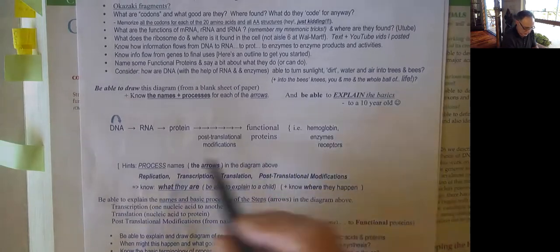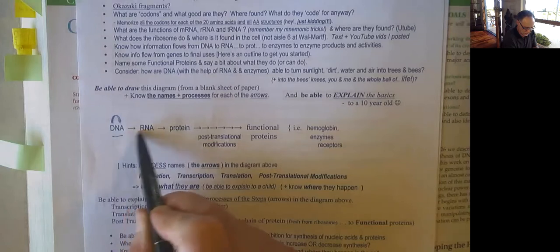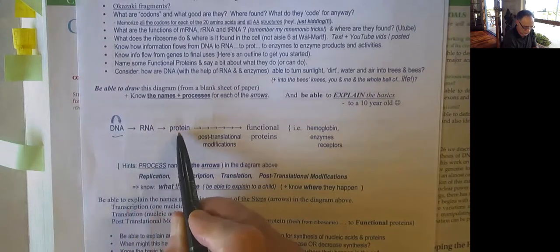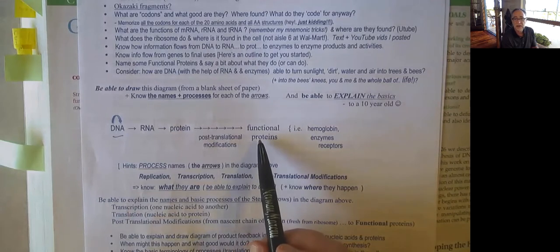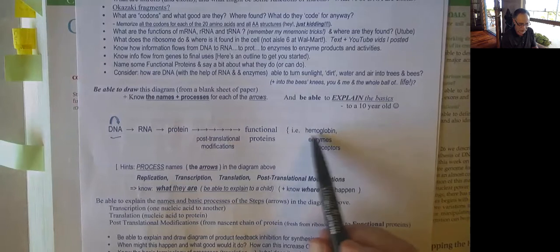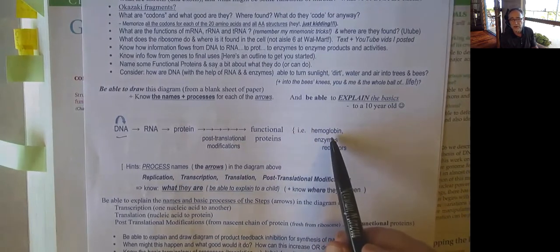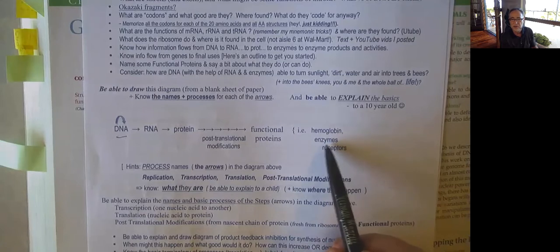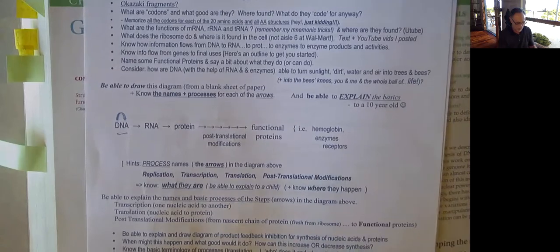And we're talking about going from DNA, which copies itself by replication, transcription to RNA, translation to protein, post-translational modifications to functional proteins. And these are some examples of functional proteins. Hemoglobin has iron in it, a metalloprotein, carries oxygen, enzymes, all kinds of things. Many have metals or water-soluble vitamins, receptors, like that.